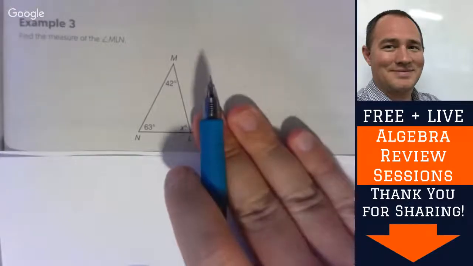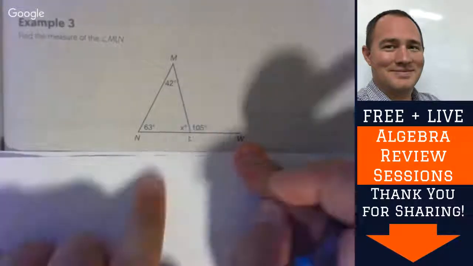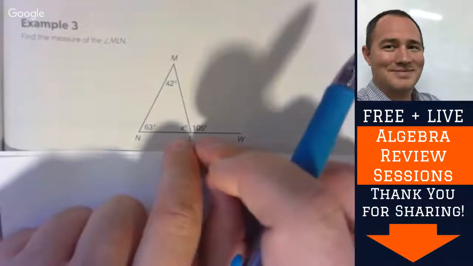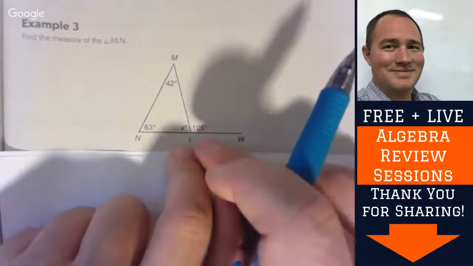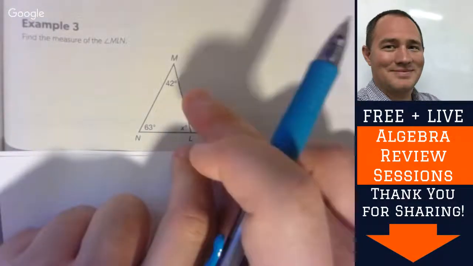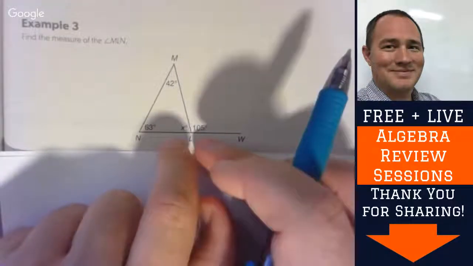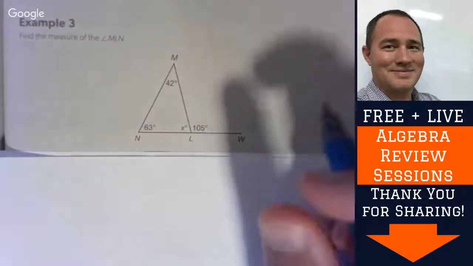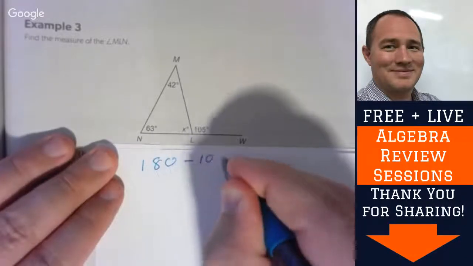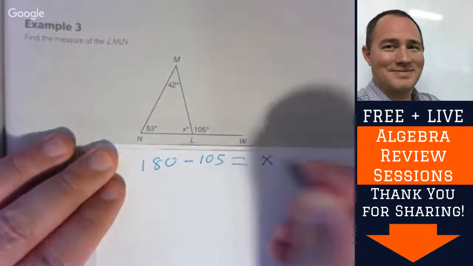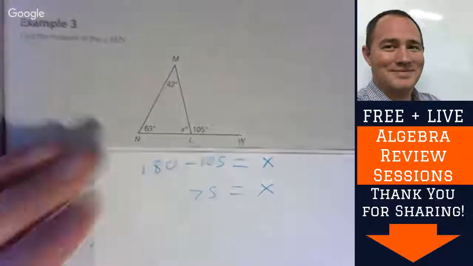So if we started originally with this triangle here and we extended NL past here to form this line, we have a straight line, and when we have a straight line, we have 180 degrees, which means that these 2 angles, angle MLW of 105 and angle MLN of X, will combine. They're supplementary. They will add up to 180. So all we need to do is do 180 minus 105, and that will give us X. That would be, what, 75? And that's how we would find X.